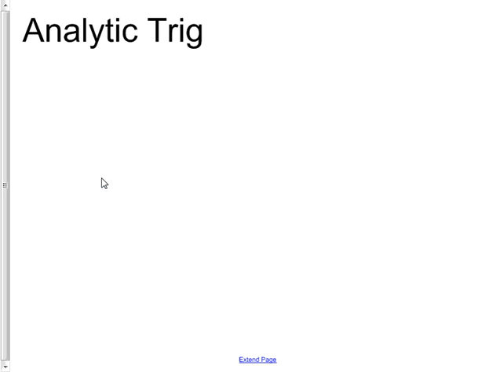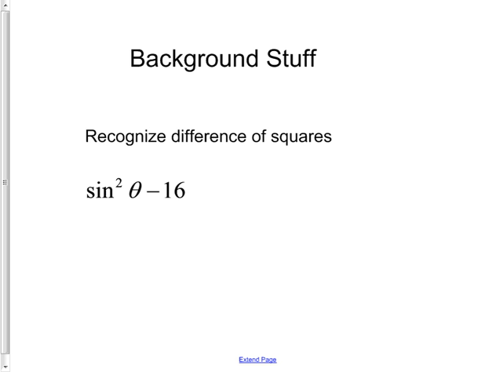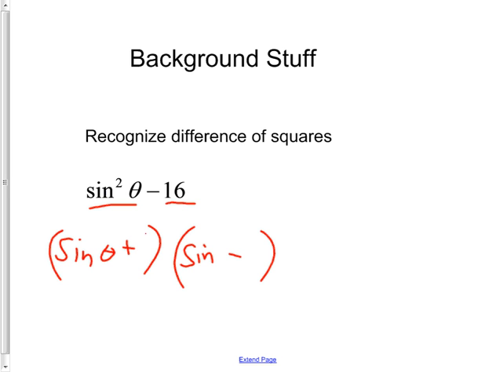Okay, so analytic trig. Some background stuff that we talked about yesterday, we'll expand a little bit farther. Let's say you had this. Do you remember that both of these are perfect squares, and therefore they both have square roots, and therefore you could rewrite it like this: sine and sine, plus and minus 4 and 4. Does that ring a bell? Yeah. Okay, so why do we need that?